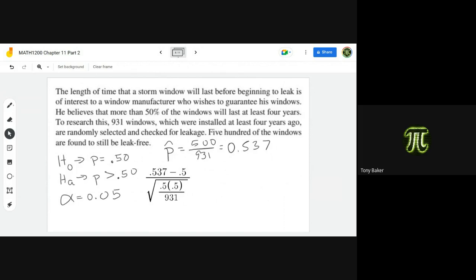Yeah, that's the exact one, I just typed it all. That's n, p, 1 minus p, and that's p hat minus p.